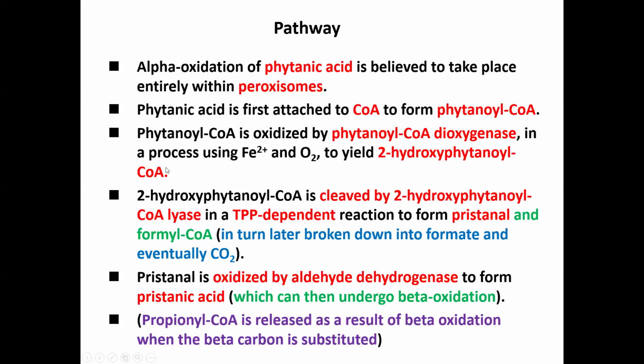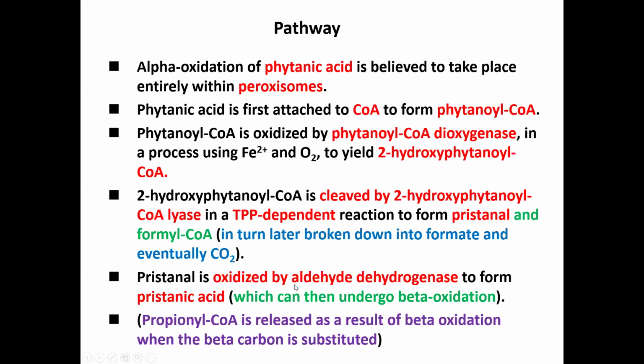It proceeds using ferrous ion and oxygen, and converts it into 2-hydroxyphytanoyl coenzyme A. 2-hydroxy means that at the number 2 position it will contain a hydroxyl group. Then the 2-hydroxyphytanoyl coenzyme A will be cleaved by the 2-hydroxyphytanoyl coenzyme A lyase enzyme, which is a TPP-dependent enzyme. From this reaction it forms pristanal and formyl coenzyme A. The formyl coenzyme A is later broken down into formate and eventually carbon dioxide.